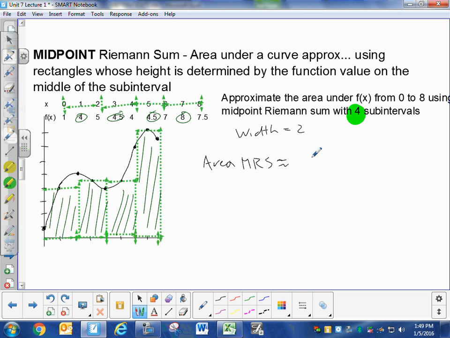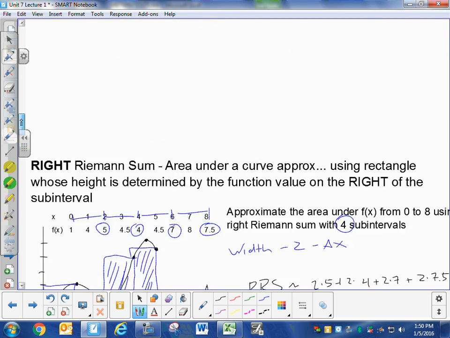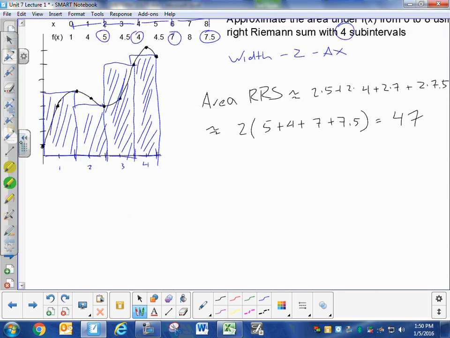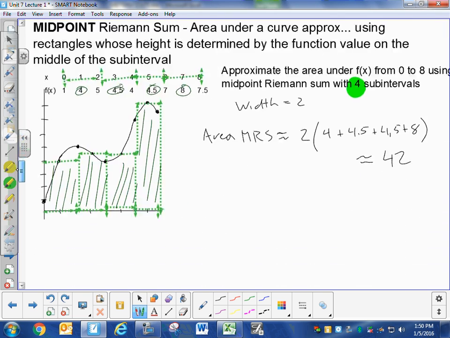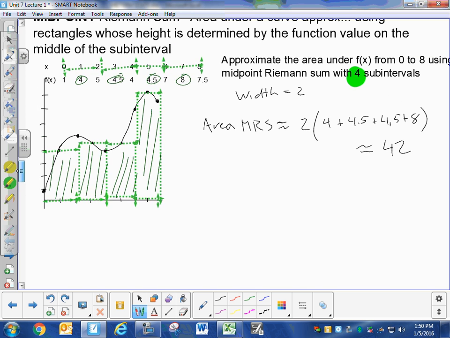Okay, and then, of course, I'm just going to go straight, knowing that we could factor out the 2, sum up our heights. 9 plus 8, 17 plus 4, 21 times 2, 42. Okay, cool. That's midpoint. Questions about that one? Okay, those three, very similar. It's all about the heights of the rectangles, and left, right, or midpoints will determine it.